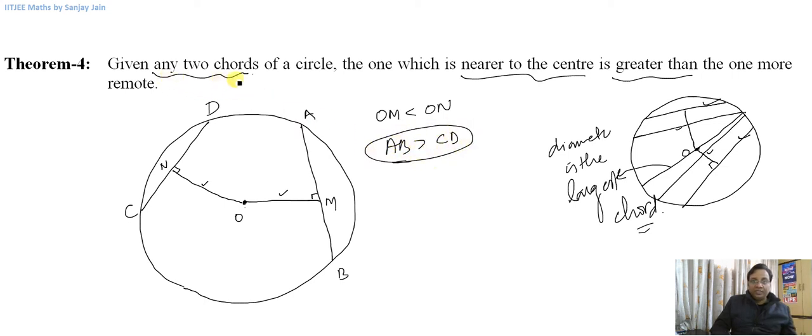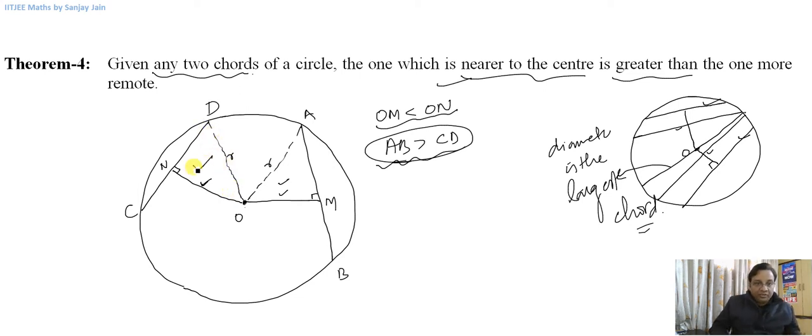Now as per this theorem, if the chord is nearer to the center, it is greater than the one more remote or far away. So in this case, I have taken OM as lesser than ON, and I need to prove that AB is greater than CD. So how can I think about it? I will join OA and OD, and I will apply simple Pythagoras theorem. Now OA and OD are radii of the same circle, so these have to be equal. But in these two triangles, OA and OD are acting as hypotenuses.